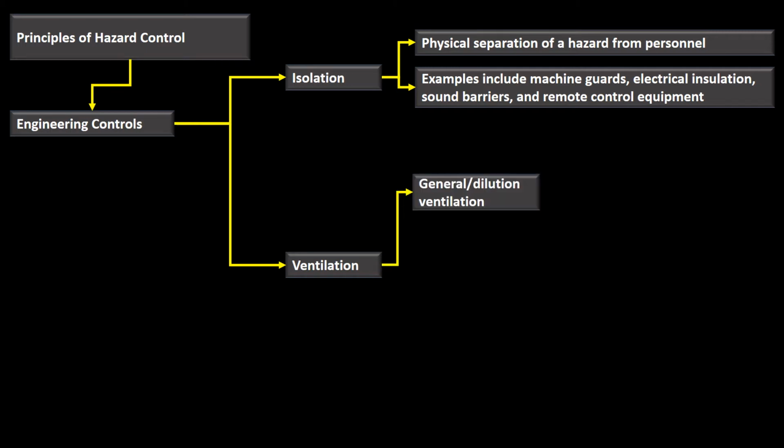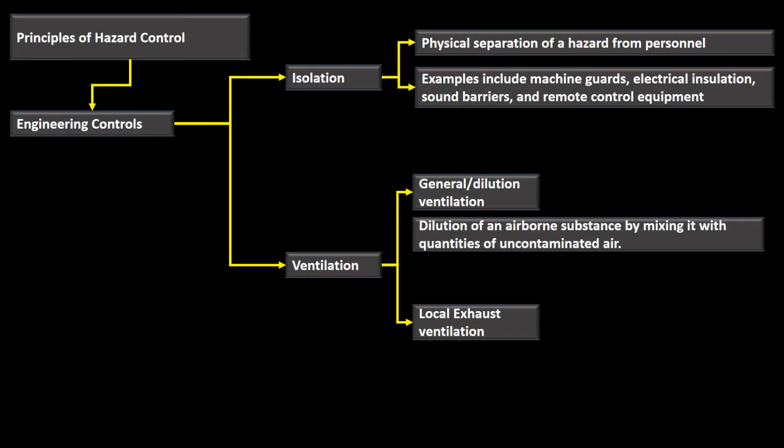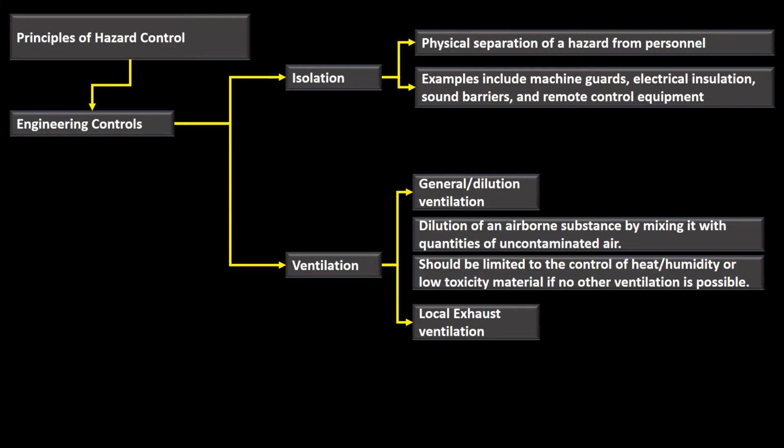Then ventilation, we split into two types. We have general or dilution ventilation, and then we have local exhaust ventilation. So general and dilution ventilation, that's just putting more air in the room, mixing in quantities of uncontaminated air. So we're just diluting the air in the room. We only really want to use this to control heat, because remember, heat's considered a hazard. And we actually have a chapter in our 5119 on heat stress.